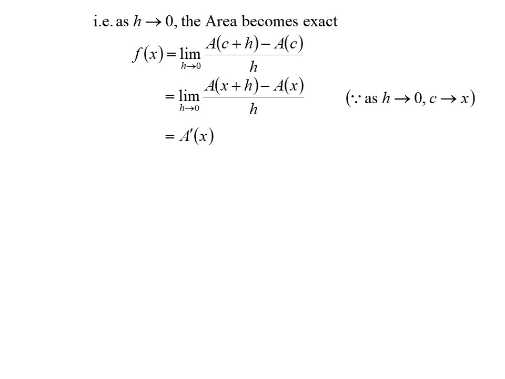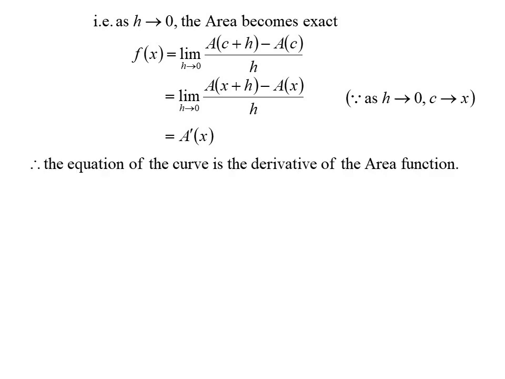But what I now know is the equation of the curve will be the derivative of this area function that we want to find. Wouldn't it be wonderful if I had a way of going backwards? And that's what we looked at yesterday, the primitive function. So the equation of the curve is actually the derivative of the area function. So we now can work out the area function by finding the primitive function of our curve. It will be the area function.